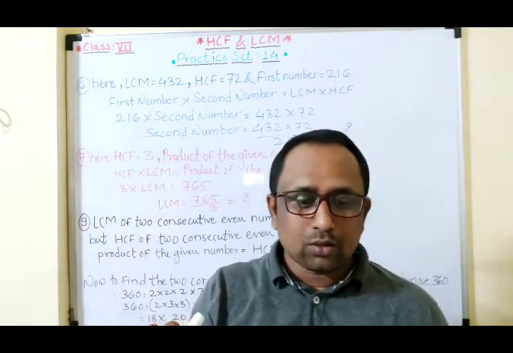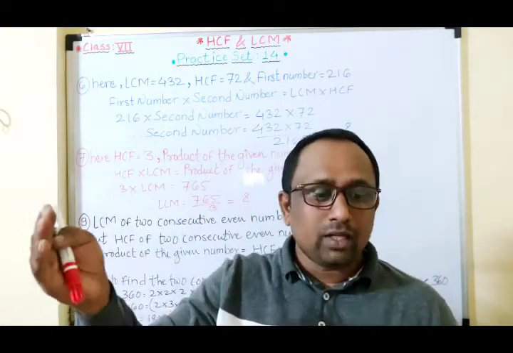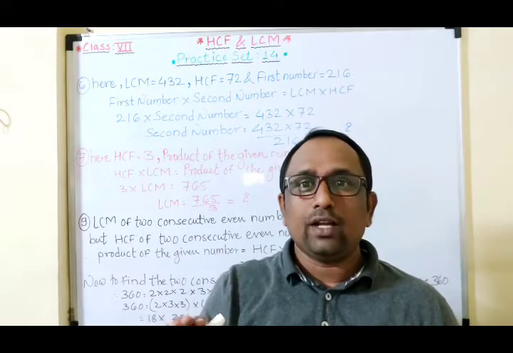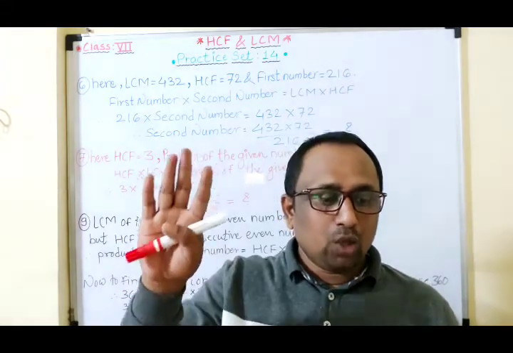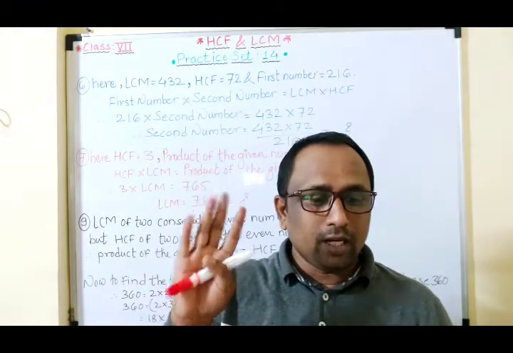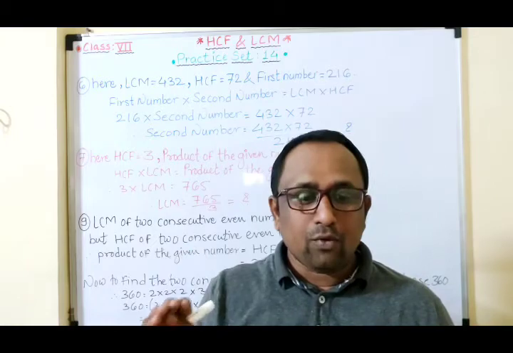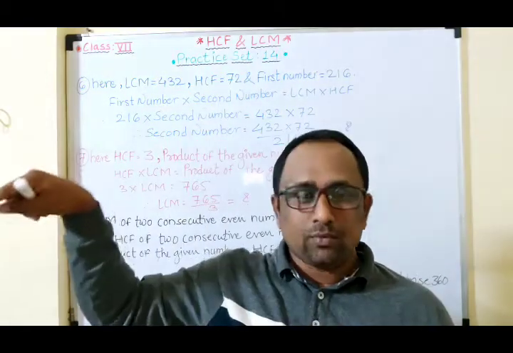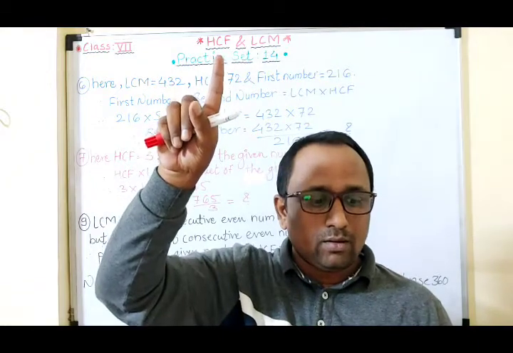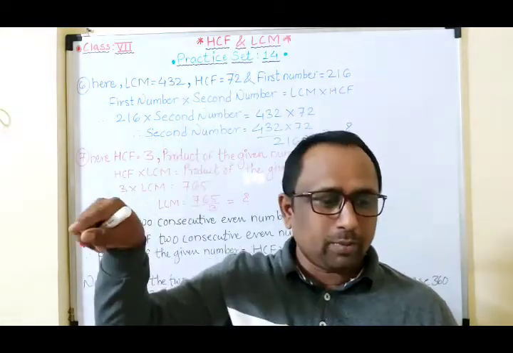Okay, simple thing, students. 3 is given. What is the greatest length? The word greatest means here you have to find the highest common factor, HCF. So you have to find the HCF of these 3 numbers, that is 392, 308 and 490.